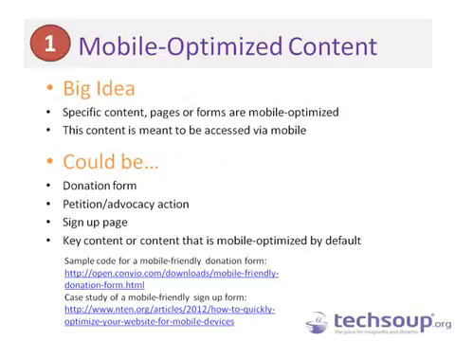A few examples I thought of: you could just choose, okay, only our donation form is going to be mobile friendly even though the rest of the site isn't. Maybe we're running a specific campaign and we have a petition or some kind of advocacy action we want people to take, and it's going to be a very social media driven campaign. So again, we don't have time to make our whole site mobile friendly for this campaign. But you know what, if we made that petition mobile friendly, then we would really get a lot more responses to our campaign. Or it could be a sign-up page for your newsletter, etc.